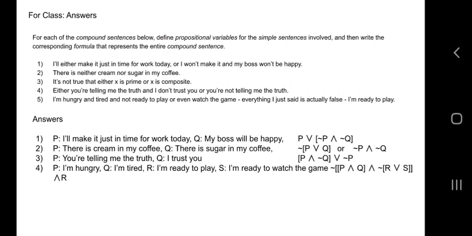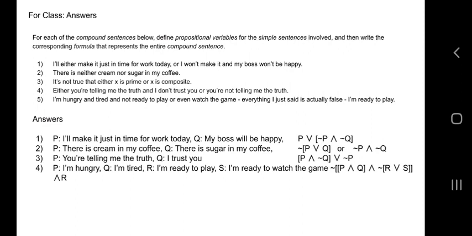So right after the or, the first part is I won't make it. Obviously, that's referring to making it just in time for work today. So that's going to be not P, even though it doesn't talk about the work exactly, it's still referring to it. So just based off the English here, that's going to be not P. And then my boss won't be happy. So you can assign a variable Q for my boss will be happy, and then you can just say not Q for my boss won't be happy.